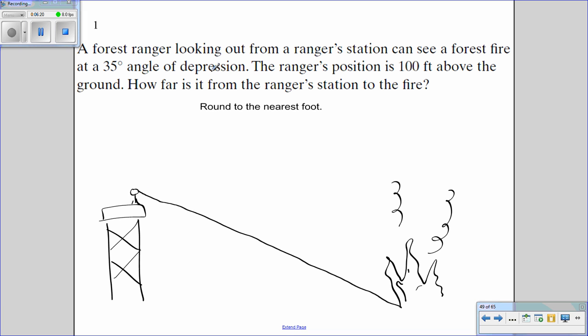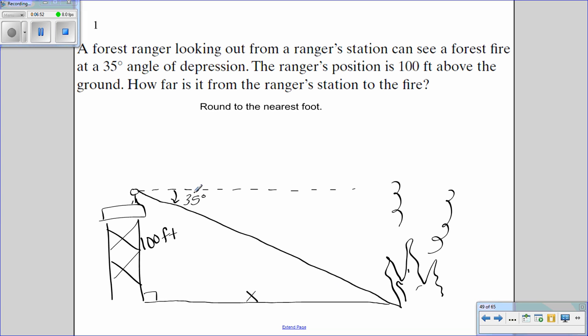Now the angle of depression is created by that horizontal line from that person's eyes. So this angle right here is our 35-degree angle. Again, the ranger's position is 100 feet above the ground, so this height right here is 100 feet. As you can see, we have a right triangle. How far is it from the ranger station to the fire? That would be the ground length, so that's our x.